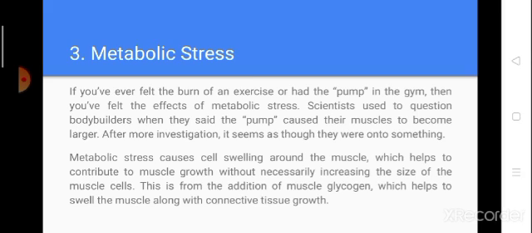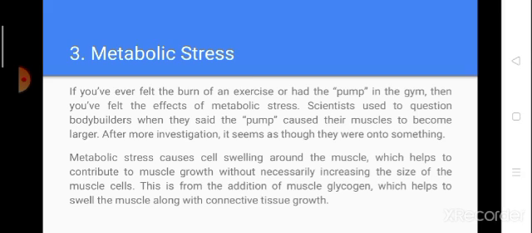Now, a few things here are scientifically explained. Whenever you're doing a workout, the muscles will become big. This is the reason why there is additional muscle glycogen which helps to swell the muscle along with the connective tissue. This is the phenomenon because of which that pump feeling is there in you. This explains why, whenever you are doing the workout or lifting weights, your body will become harder and stiff and the muscle will look big.